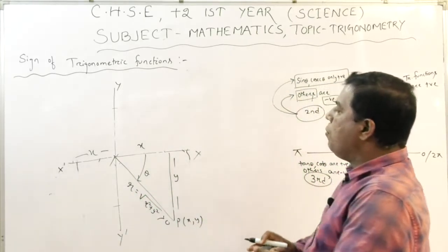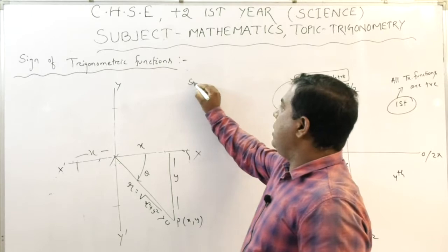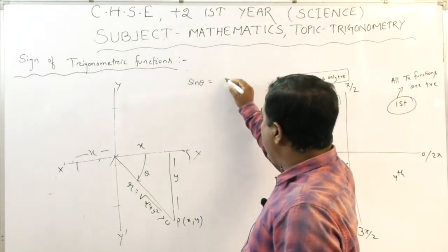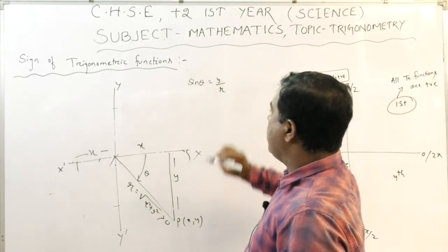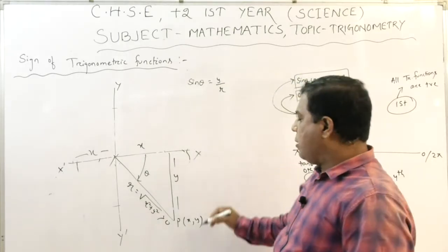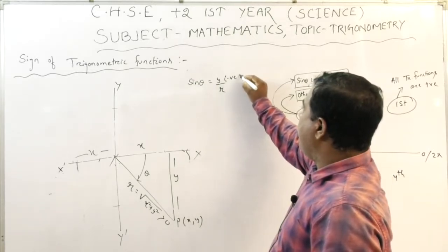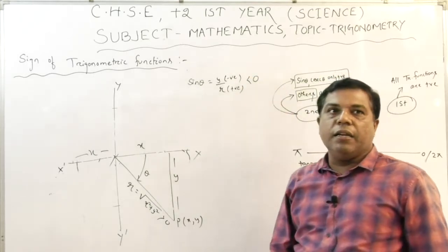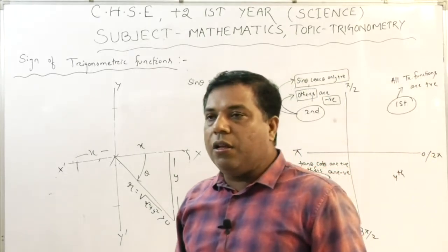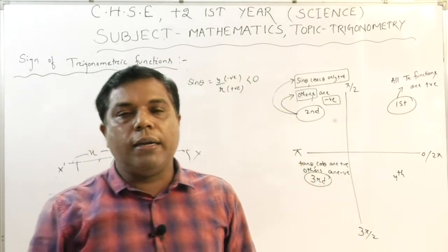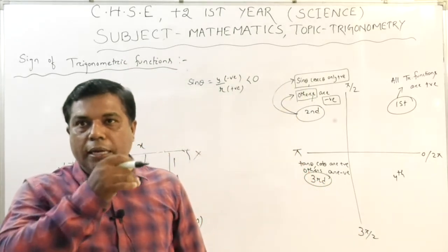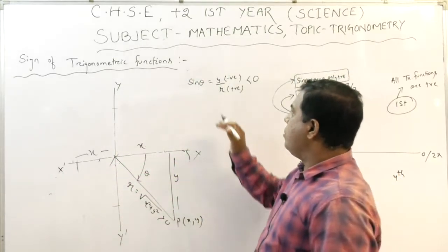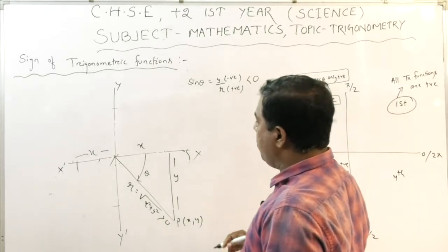Now what happens? You see, sin theta is what? Sin theta is y upon r. So y is negative and r is positive, so this is a negative sign. So all angles lying in the fourth quadrant take what type of value? They take a negative value, meaning the sine trigonometric functions take negative values.